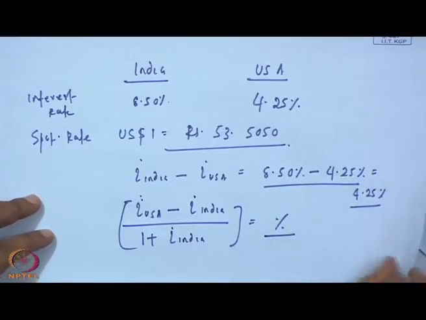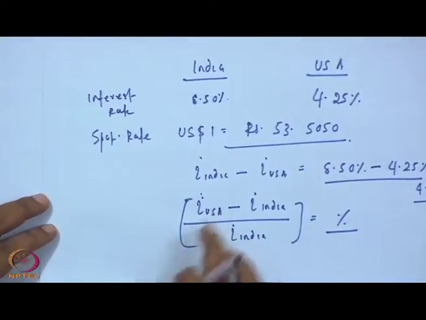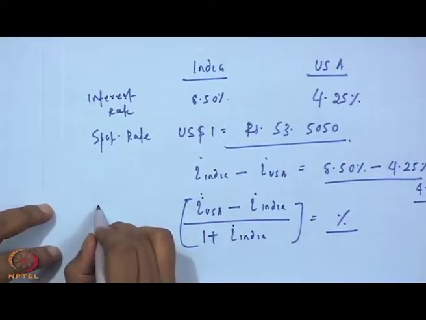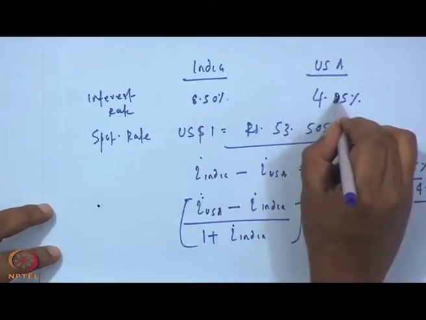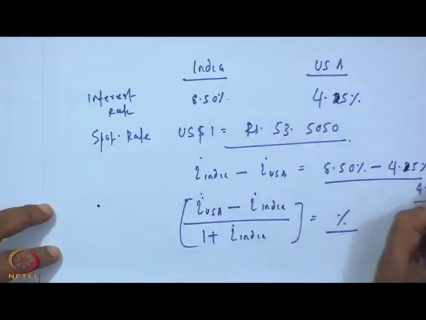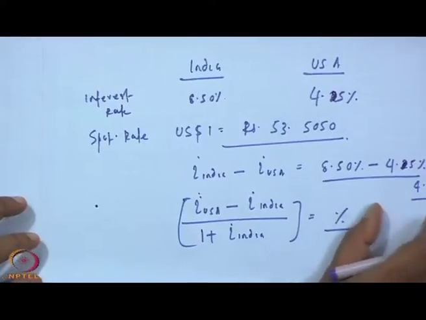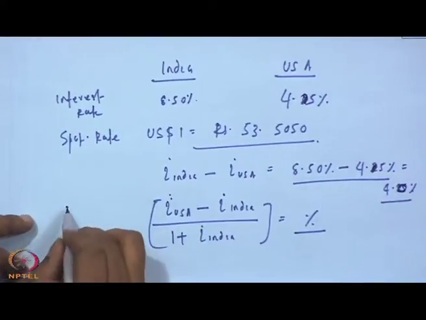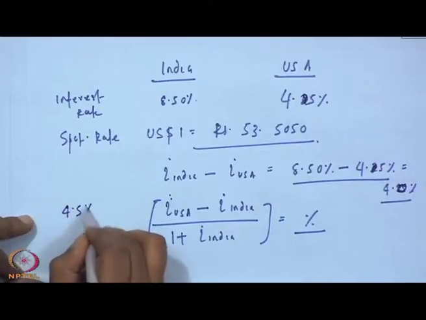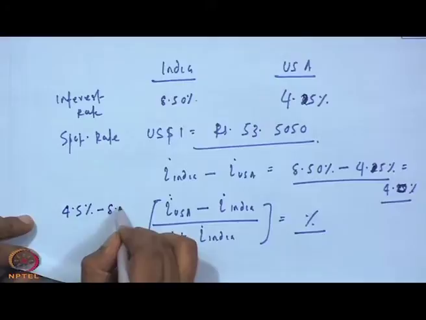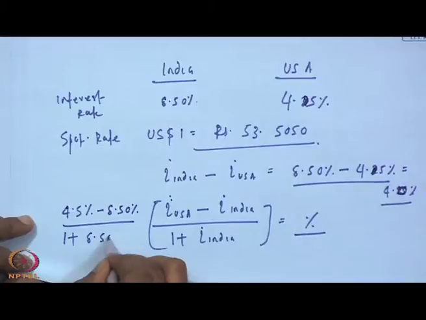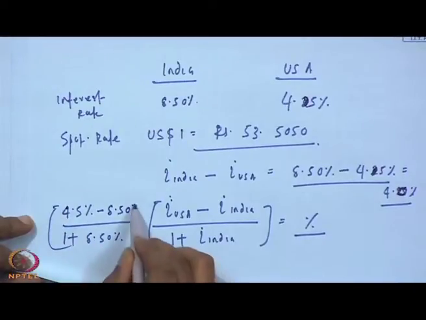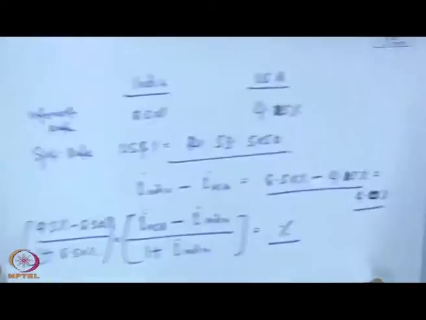So, now we can estimate how much differential is available. If you calculate this, US interest rate is 4.5, so 4.5 means 4.5% is available to us. Now, US interest rate 4.5 percentage minus Indian interest rate 8.5 percentage, divided by 1 plus Indian interest rate 8.5 percentage. This will give us a percentage change.